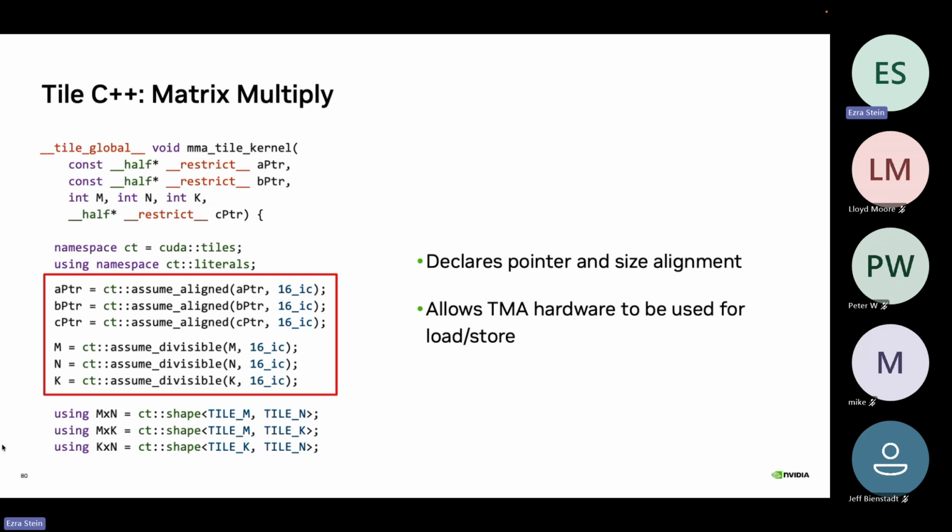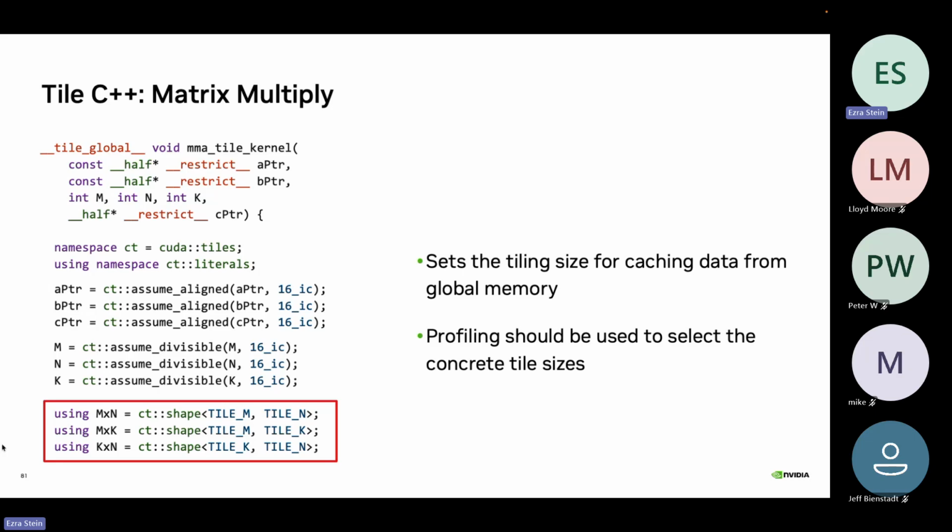It only works well for these 16-byte aligned types. So we have to tell the compiler, hey, this is 16-byte aligned, otherwise it'll use a more pessimistic version of the hardware. And finally, we've got the tile shape. This is the shape that's being used when loading the tile from memory, those pieces that I showed earlier.